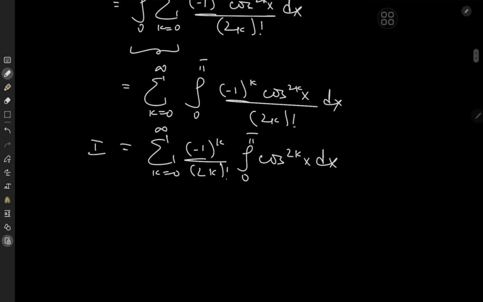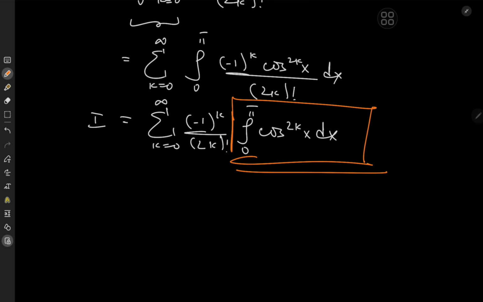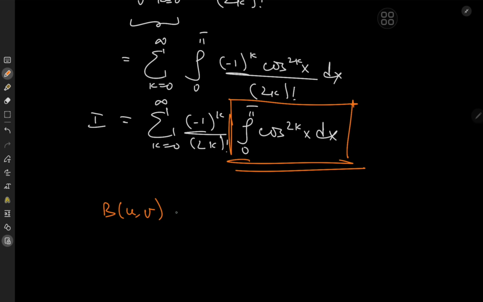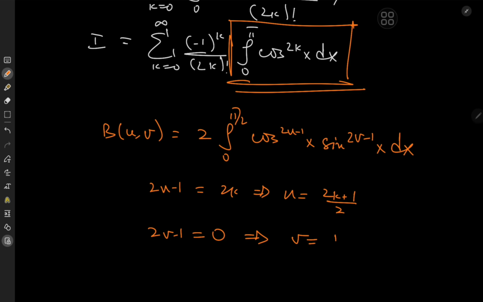Okay, cool. So now we have a nice looking trigonometric integral that we could solve with the help of one of our favorite special functions. But that special function is expressed in terms of an integral from 0 to pi over 2, so we'll have to play around with it a little bit. The beta function with complex arguments u and v equals twice the integral from 0 to pi over 2 of cosine to the 2u minus 1 of x times sine to the 2v minus 1 of x dx. So we need 2u minus 1 equal to 2k, which implies that u is 2k plus 1 over 2. And we need to get rid of the sine term, so 2v minus 1 equals 0, implying that v equals 1/2.